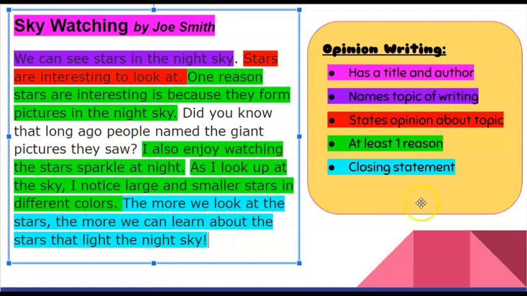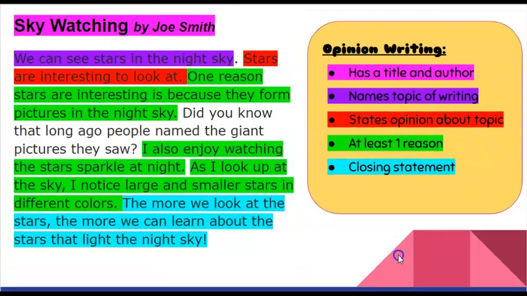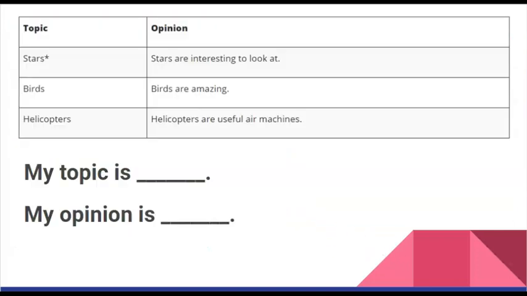But he did include all the components. He has a title and an author. He named the topic he was writing about. He stated the opinion. He has more than one reason why and a closing statement. So this is why this is our mentor text, and we'll be using it throughout the week to help us with our writing. Now today for our writing, I want us to start brainstorming some ideas.